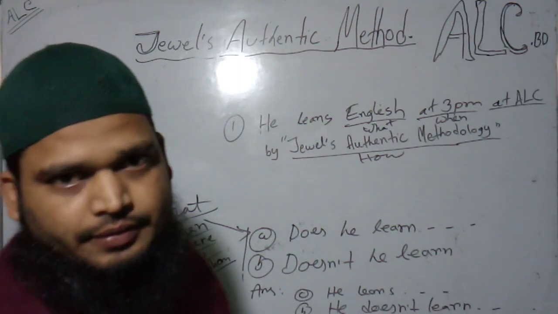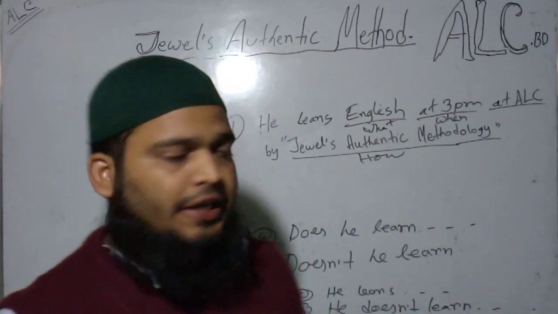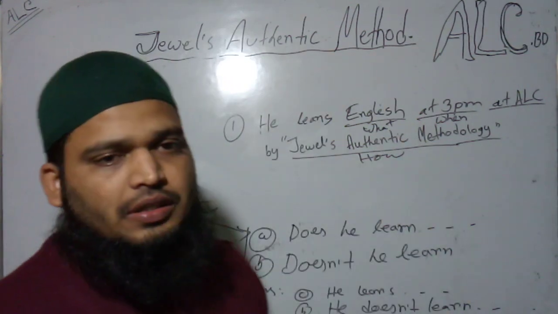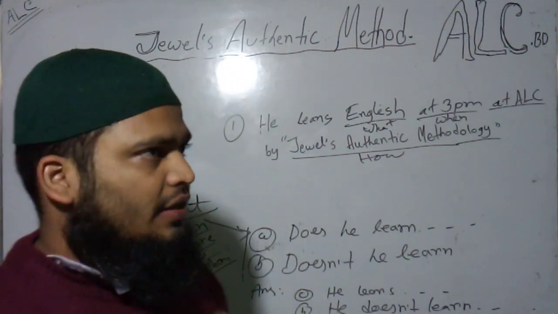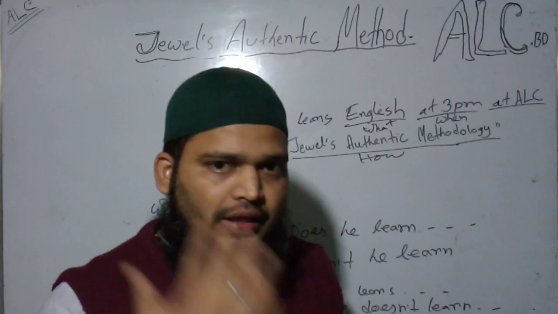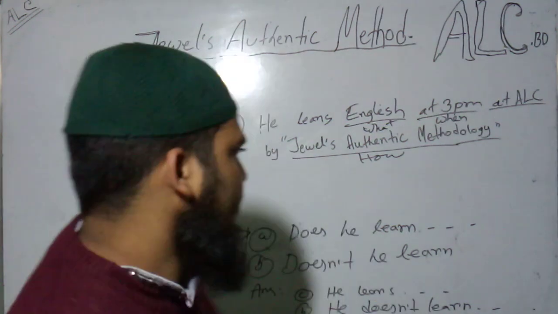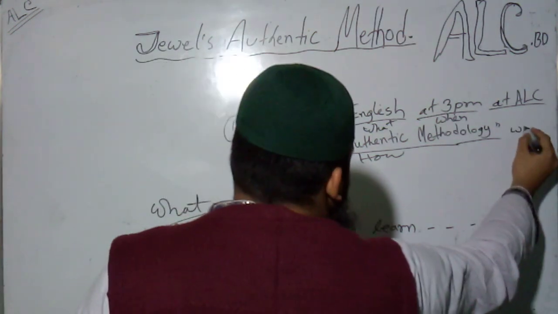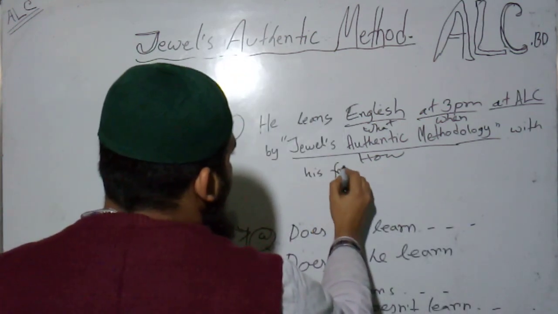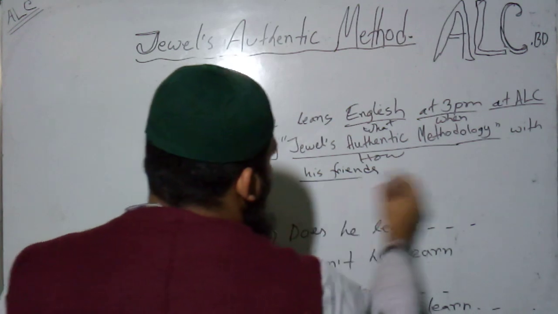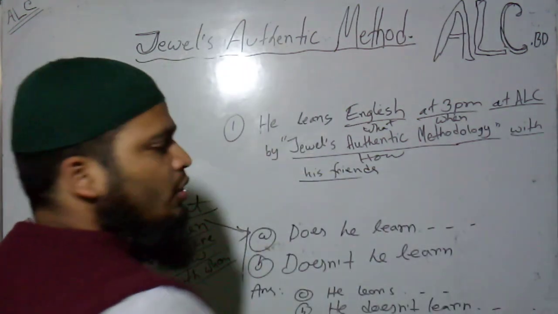With whom does he learn English? কার সাথে সে ইংলিশ শিখে? In the similar way, you can answer, with whom does he learn English? You can answer by saying that he learns English with his friends. So the rest part will be with his friends. So this is the answer of with whom.